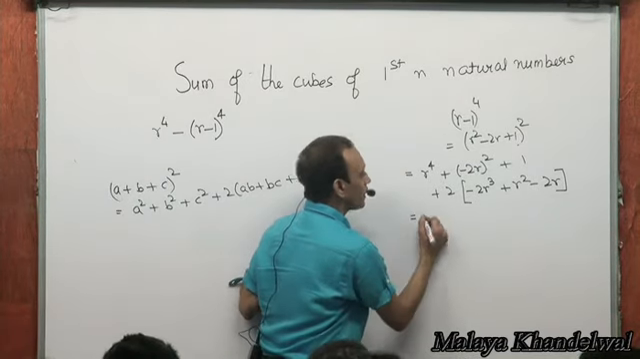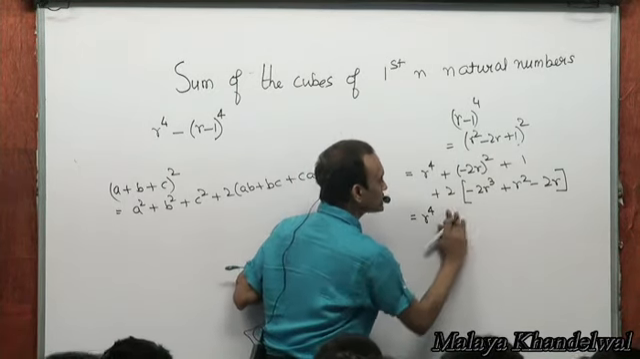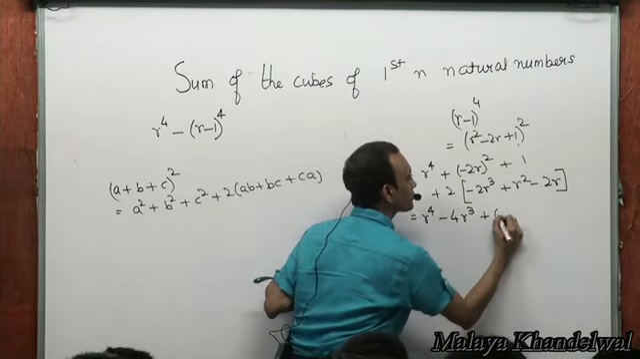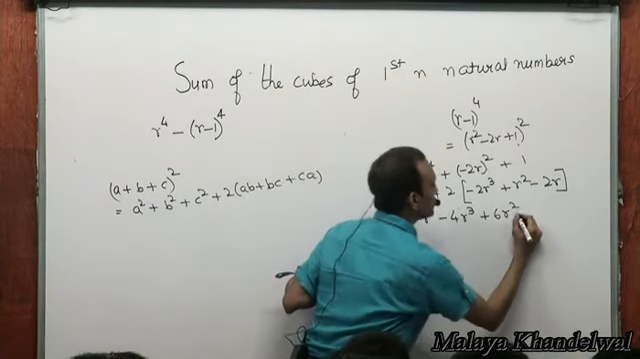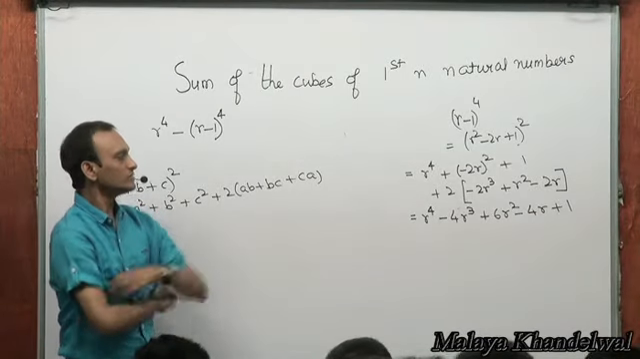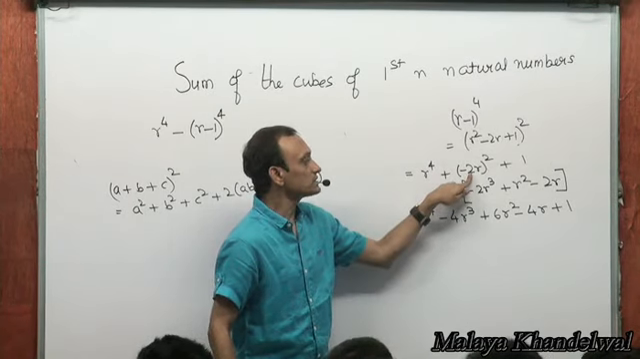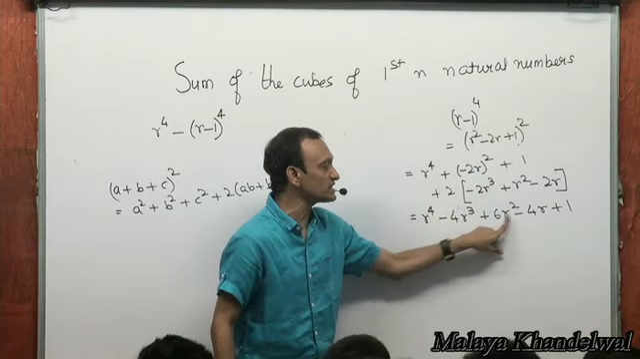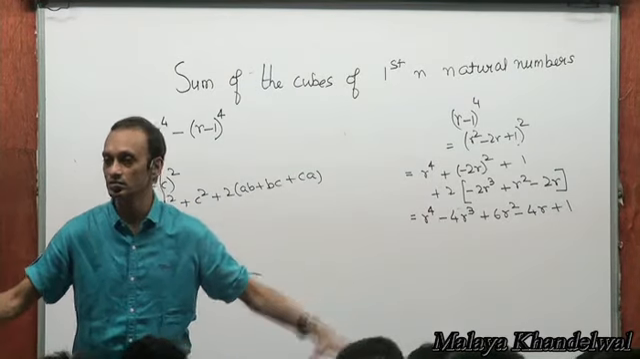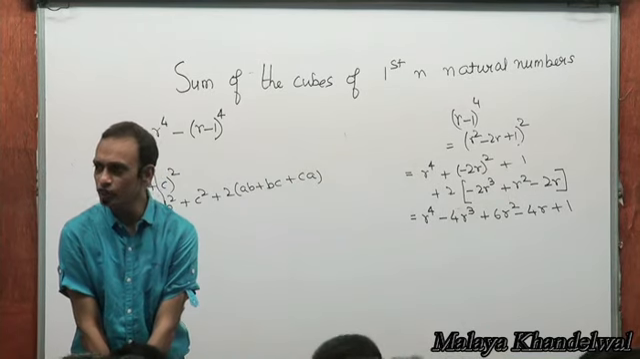Which then is like r to power 4 minus 4r cubed plus 6r squared minus 4r plus 1. Tell me, do you understand this? See, r to power 4 minus 4r cubed plus 4r squared plus 2r squared, that is 6r squared, minus 4r plus 1, just consolidating terms systematically. Right? Clear? Is there any confusion on this?